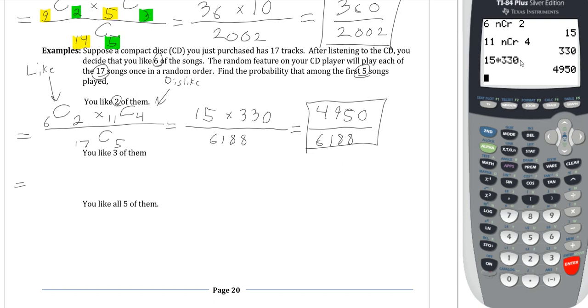Next, you like 3 of them. Well, on the bottom, I'm still playing 5 songs, so 17 choose 5, and that will also be true for the last problem we have here, so let's go ahead and set that up. But on top, I had to split that into how many I like and how many I dislike. The first combination is how many I like. Of the 6, I want to play 3 songs that I like. And that means of the 11 songs I dislike, I'm going to play any 2 of them.